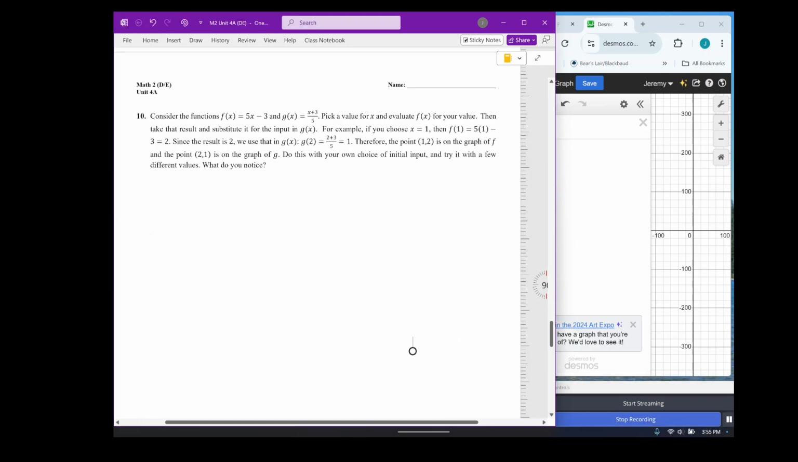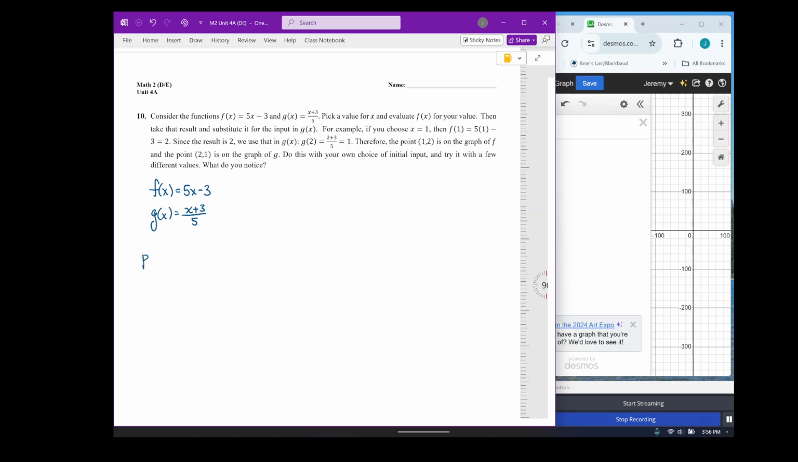All right. So for number 10, the question is saying consider f of x. I'll just write these down out here. f of x equals 5x minus 3, and g of x equals (x plus 3) over 5. And then it says pick some value for x and find f of x for that value.